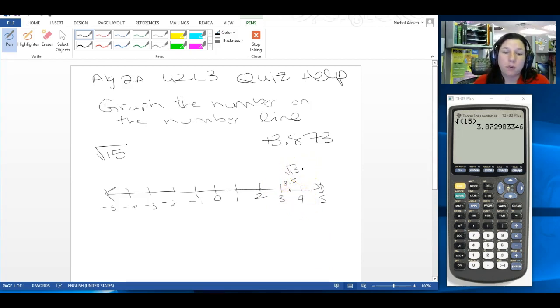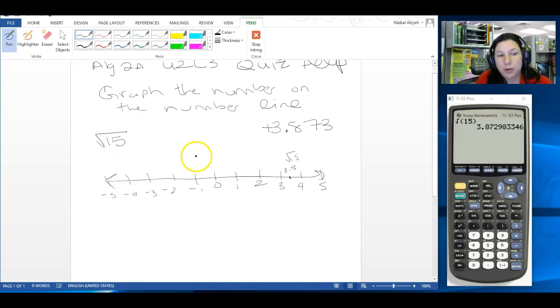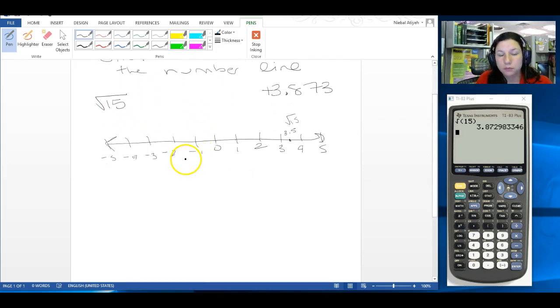Another way to do it, if you don't want to use the calculator, square root of 15, it's not a perfect square, so we don't get a whole number. So for example, square root of 16, that's a perfect square, because my answer is 4. 4 times 4 is 16. Another one is 25. Square root of 25 is 5. Another one is 9. Square root of 9 is 3.